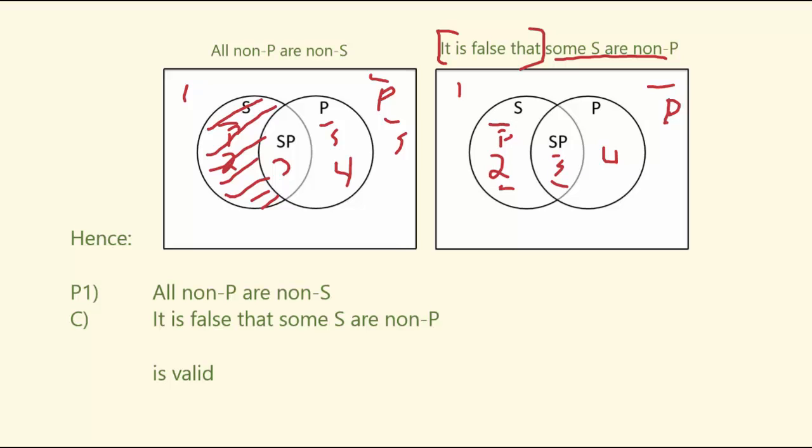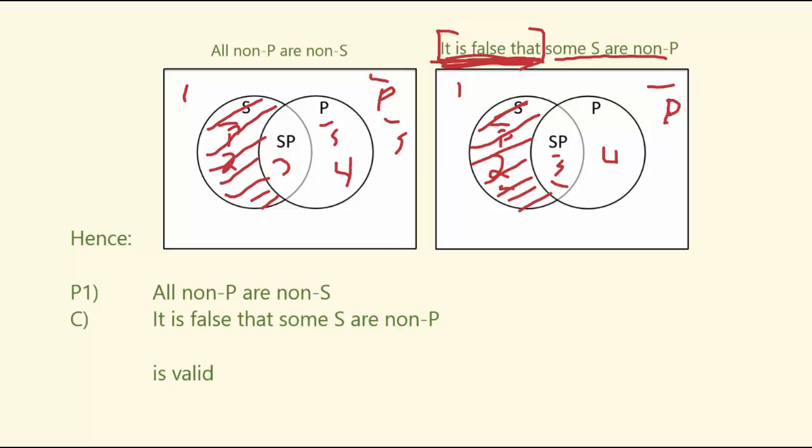And still ignoring it is false that, so just looking at some S are non-P, we see that we would put an X in area 2, because that would commit us to the existence of an S that is a non-P. But then we take off our brackets of it is false that, and we remember that we do the opposite of what we would normally do. So instead of putting an X in area 2, we shade it out.